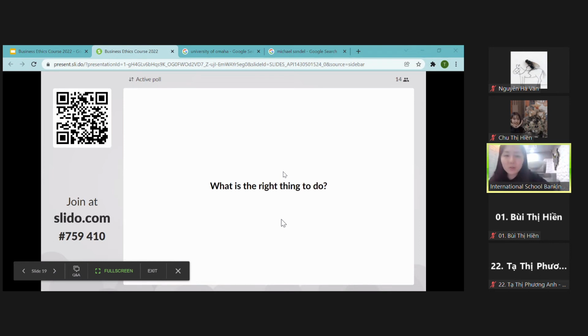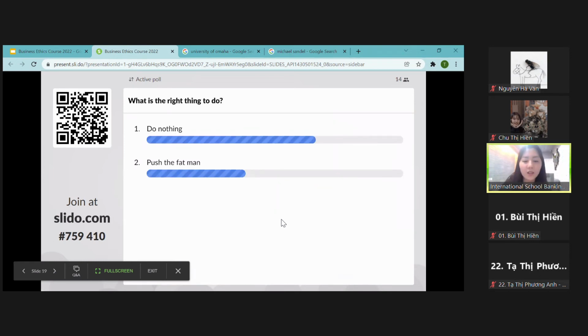Okay, let's look at the result for this case. In this case, the majority choose to do nothing. So in another way of saying that, you choose to kill 5 instead of 1. As we can see, in the first case you choose to save 5, even if it means that you have to sacrifice 1. But in the second case, you change your mind. In the second case, you choose to let the 5 people die.